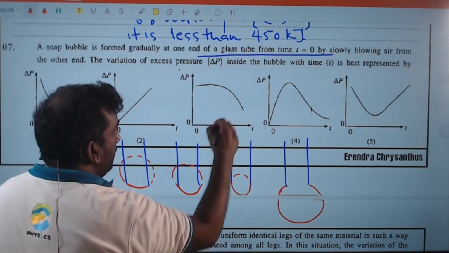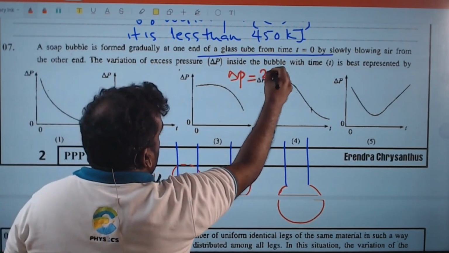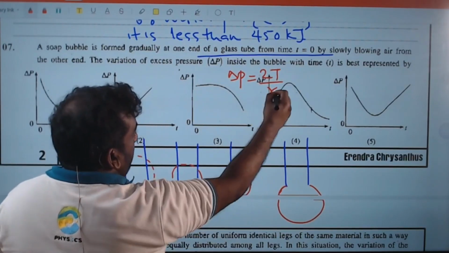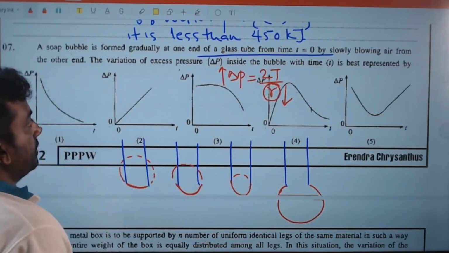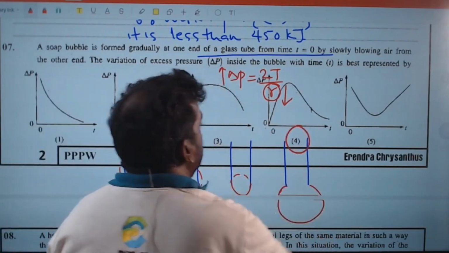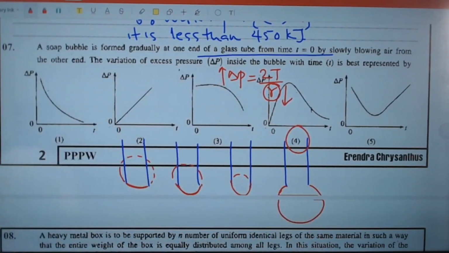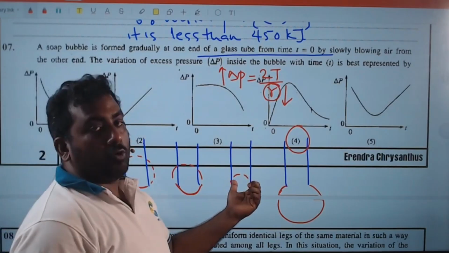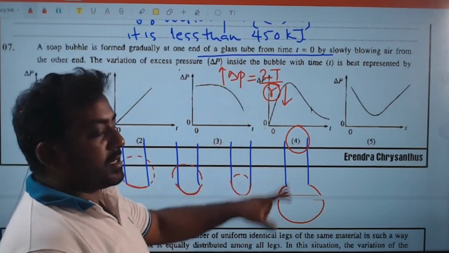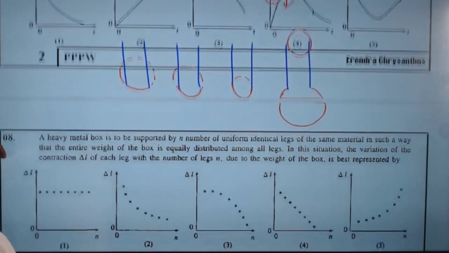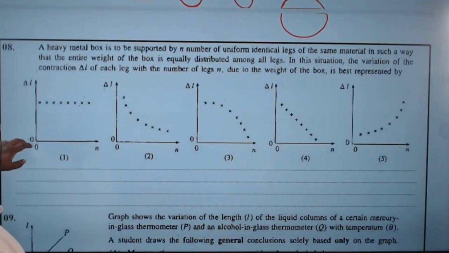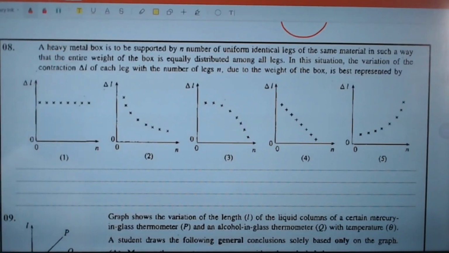When the radius is minimum, excess pressure is maximum. Excess pressure maximum means correct answer is answer number 4. When the radius of the tube and the radius of the bubble are equal, excess pressure will be maximum.